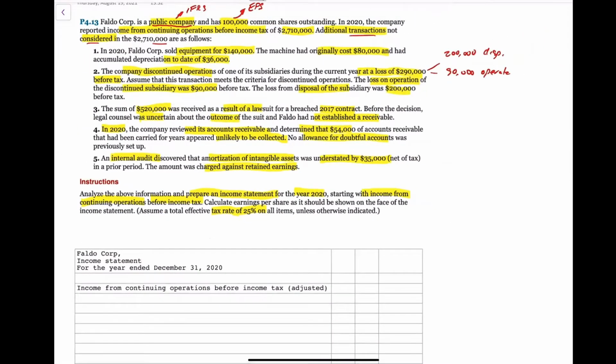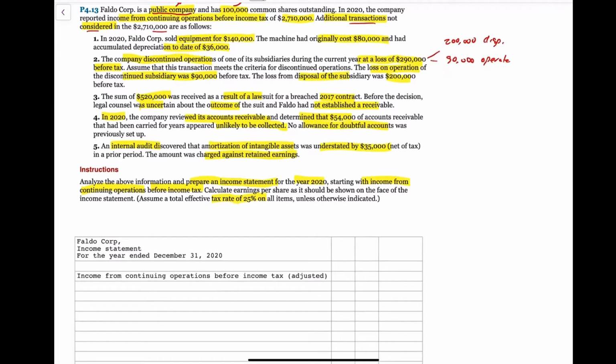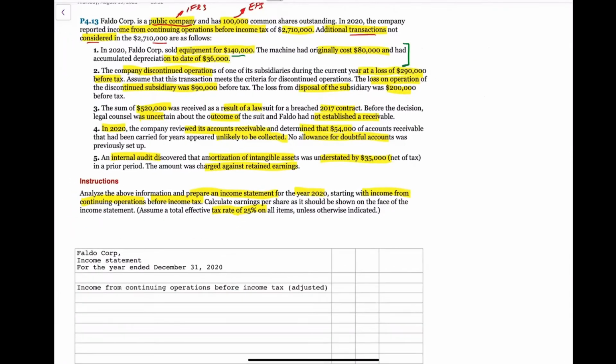The easiest thing to do is go item by item, because it says these things have not been considered, and then determine whether or not that needs to be factored in. And if it does need to be factored in, what's the adjustment? So let's start with the equipment. Is there something in this equipment sale that needs to be included? They sold it for $140,000. These are called the proceeds. When we're told how much we sell something for and we know what it originally cost and what the accumulated depreciation is, what is cost minus accumulated depreciation? What does that equal? Net book value. Net book value, right? NBV.